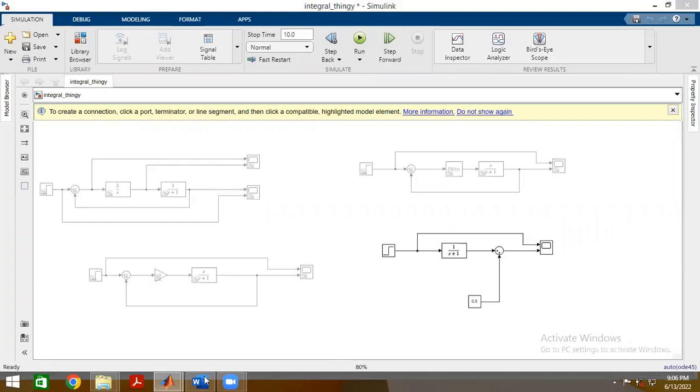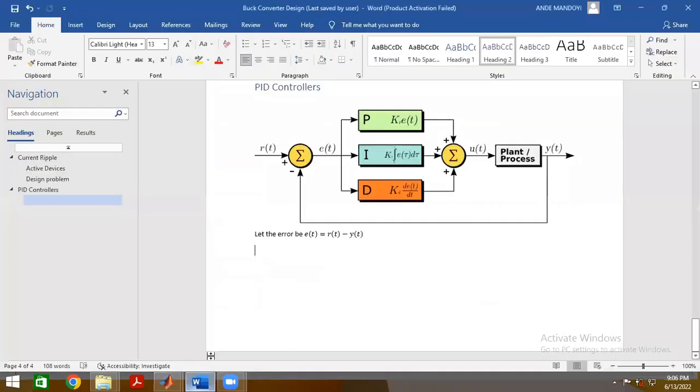Welcome back. Right now, I want to talk about control systems, more so PID controllers. What are PID controllers? Why do we use them? And how do they fit into this buck converter that we're designing?